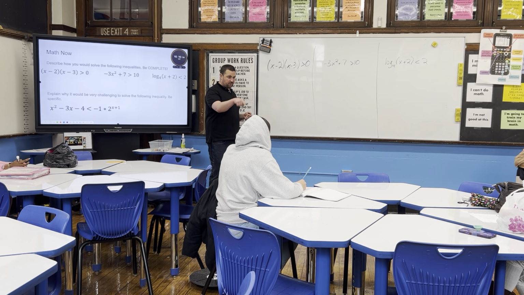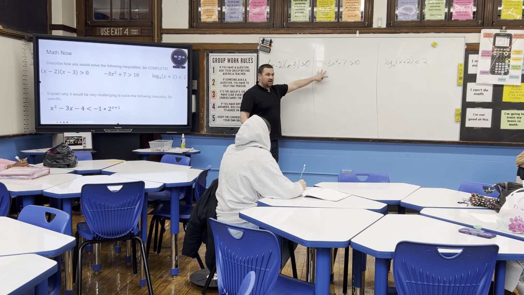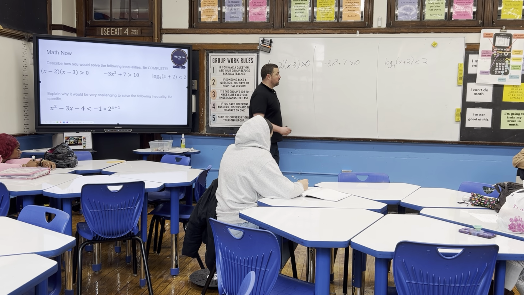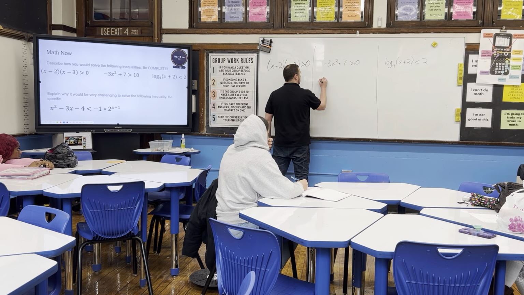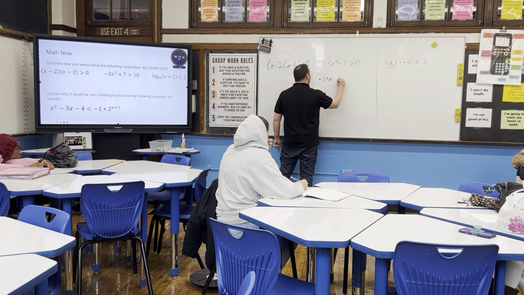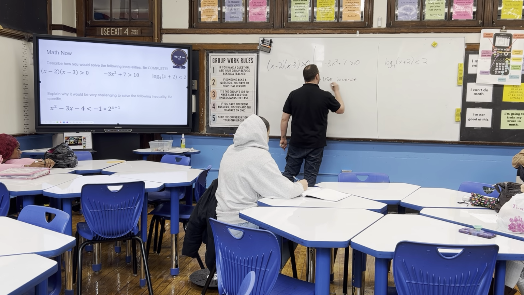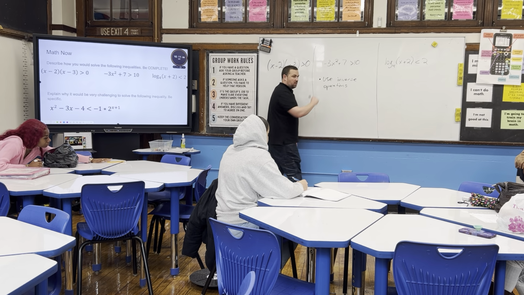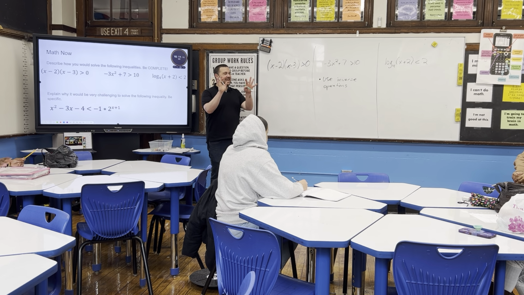I know now you're writing for the middle one. What was your process for solving this middle inequality? Absolutely. Why are we able to just straight up use inverse operations for this first inequality, this middle inequality? What is the characteristic of the equation of the inequality that lets us just use inverse operations?